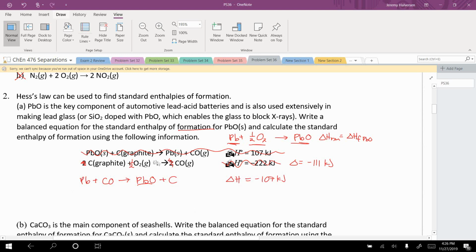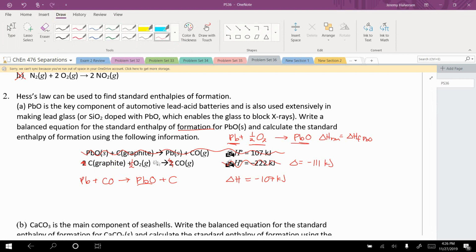Now everything else should cancel out, does it? Yes, I have a carbon graphite here that I don't care about, and a carbon there I don't care about. I have a CO here I don't care about, and I have a CO here I don't care about. So all I'm left with is the Pb plus 1/2 O2 goes to PbO, which is exactly what I want, which means that the delta H's of these two component reactions will add up to the delta H of this reaction that I just made.